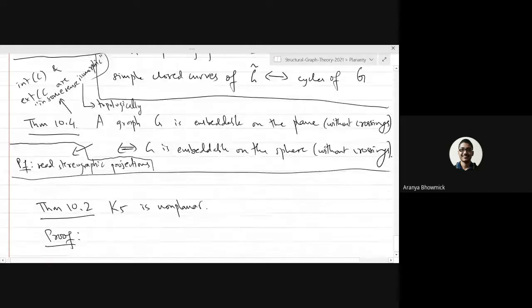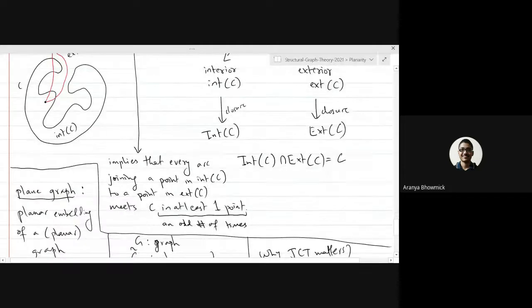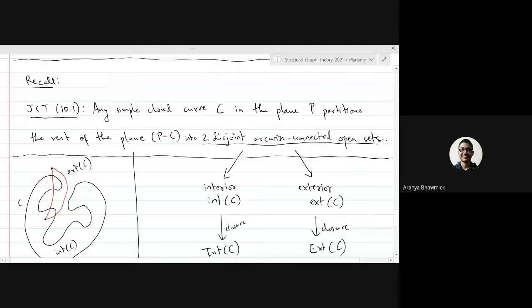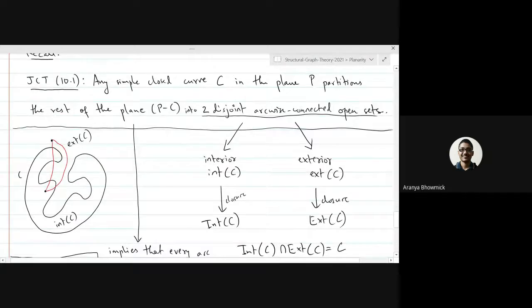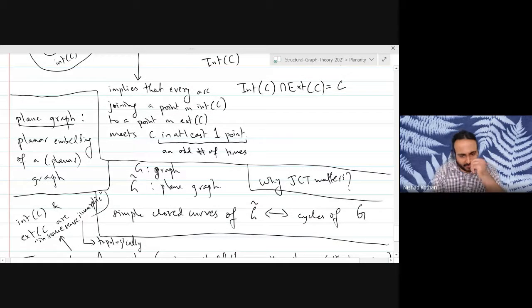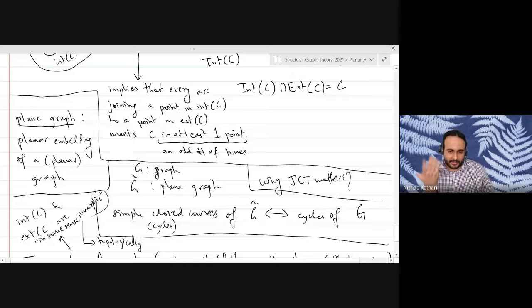Any other questions or concerns? Why are you calling it a curve when you say simple closed curves of G tilde? Because G tilde is also a graph. When you take a simple closed curve in G tilde, that will be a cycle in G tilde also. Because it's an embedding, I'm using the term simple closed curves, but you can also say cycles. There is no problem in saying cycles of G tilde, because G tilde is also a plane graph. It is a graph.